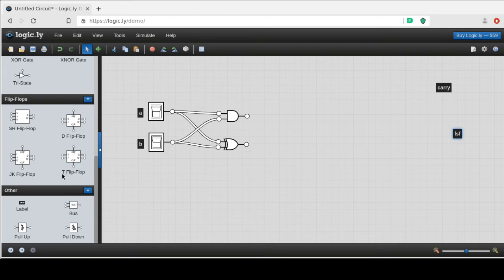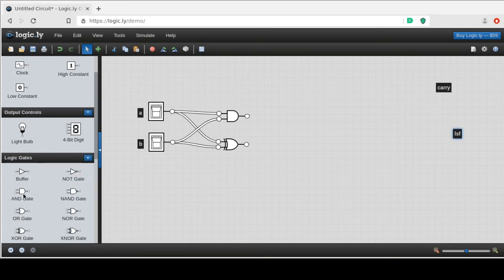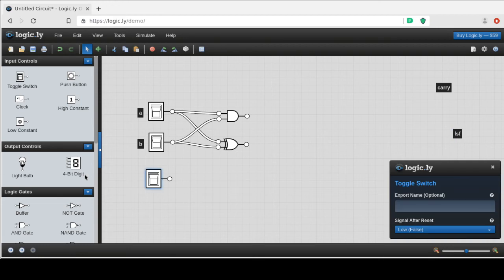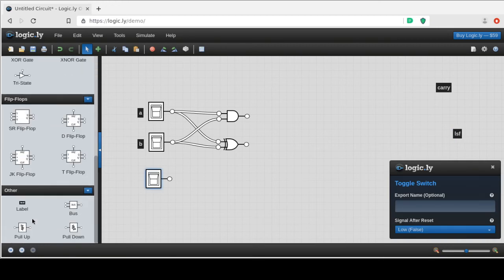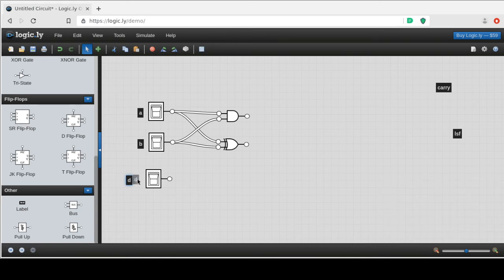Now we actually have 3 switches. Why? Because there are 3 inputs. Where's my toggle switch? There it is. So we've got 3 switches, and let me label that 3rd switch. I called it D, like that. So those are the 3 inputs, A, B, and D.